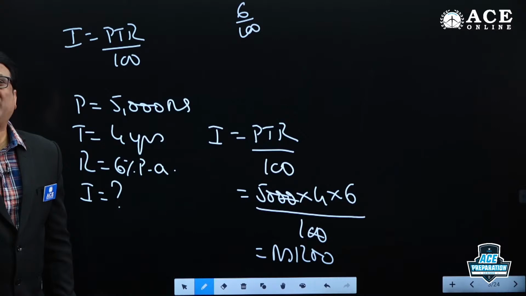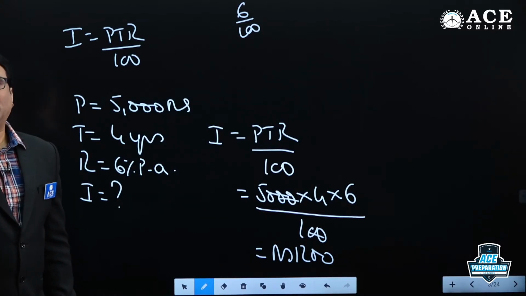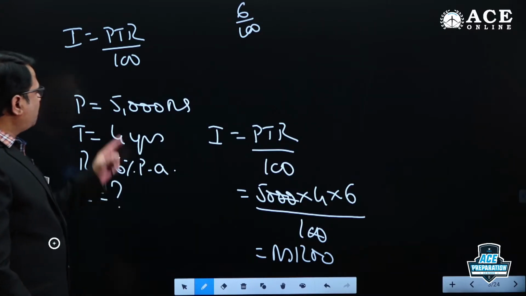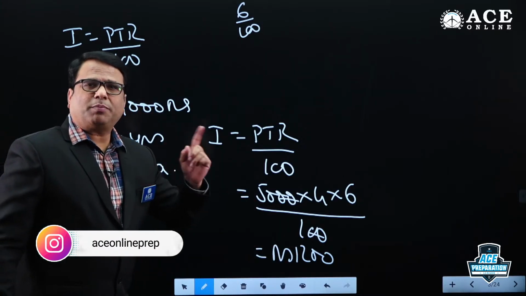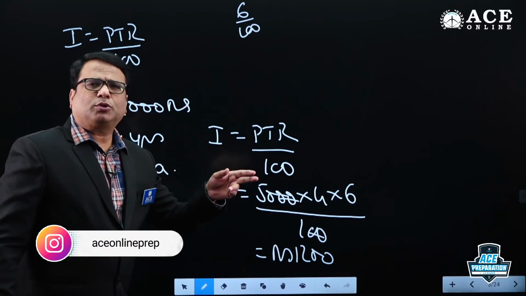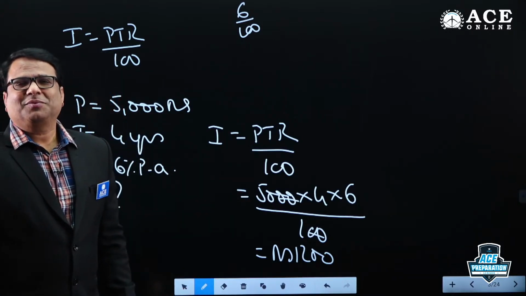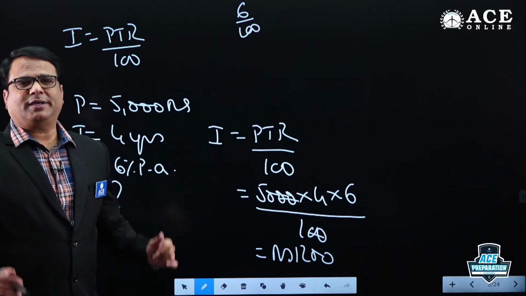And if you are asked to find what is the amount, then you know what is the formula for amount. Amount is principal plus interest. So, principal is 5,000, interest is 1200. So, 5,000 plus 1200, both put together, it is 6,200. Okay, if you are asked about amount, then amount is 6,200.